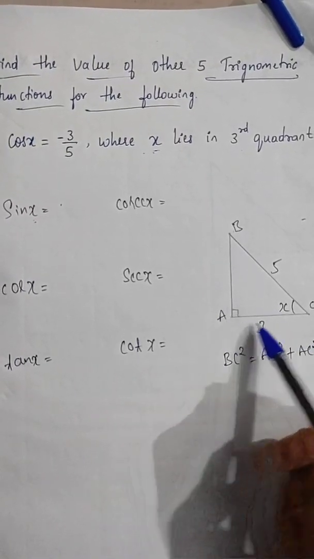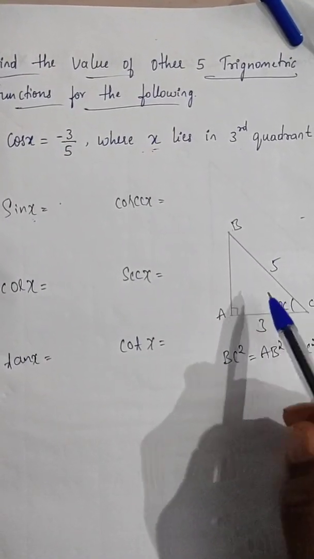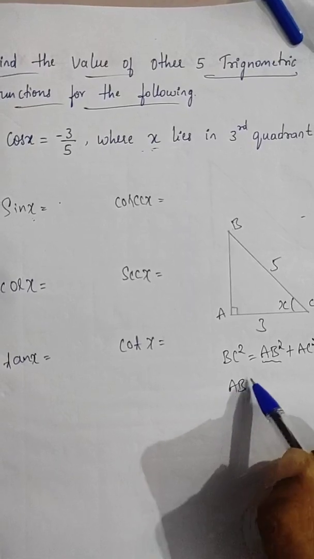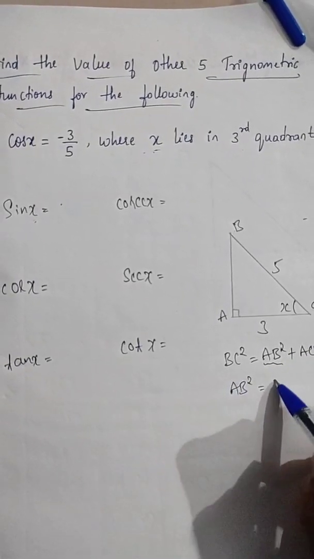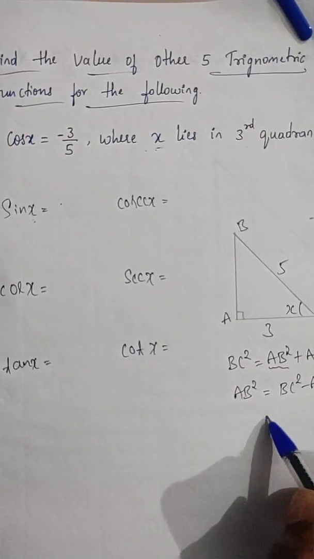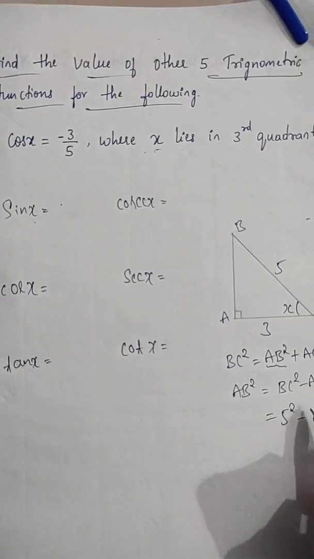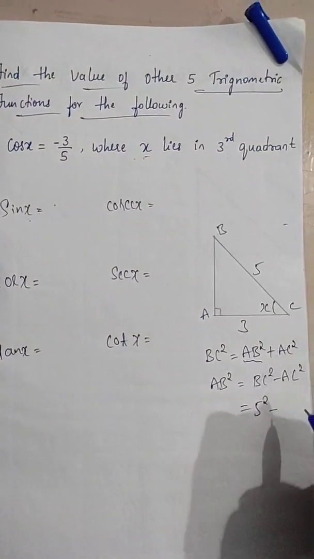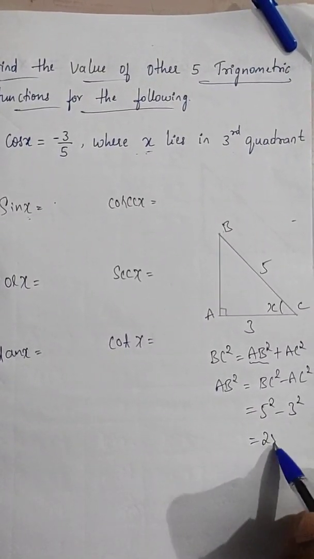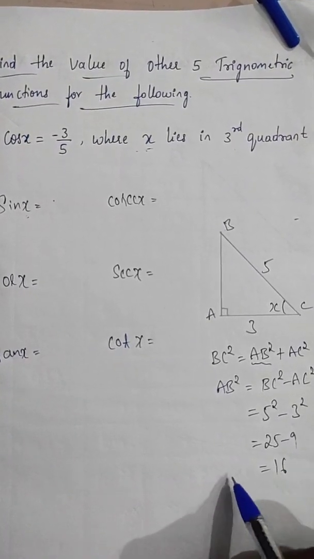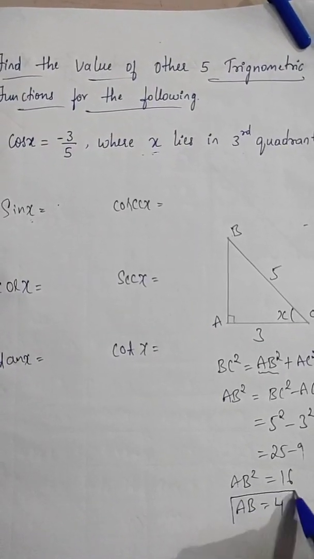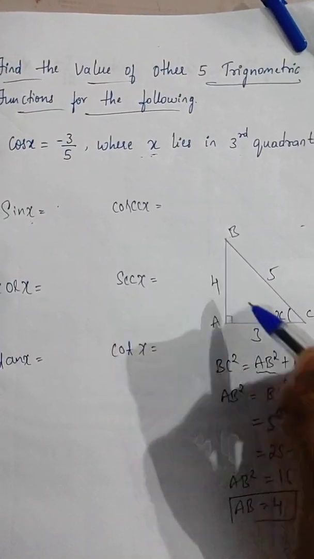So we know AC and BC, and we need AB. Write AB square on the left side and the rest on the right side. Means BC square minus AC square. Here BC is 5 square and AC is 3 square. So 5 square is 25, 3 square is 9, and 25 minus 9 is 16. Means AB square is equal to 16, so AB is 4. Here this side will become 4.